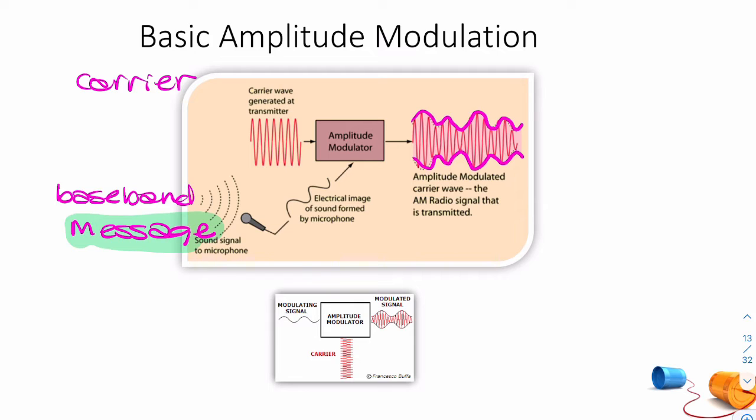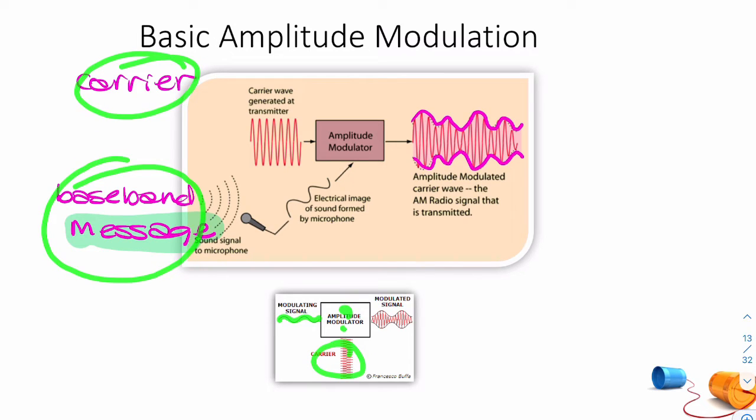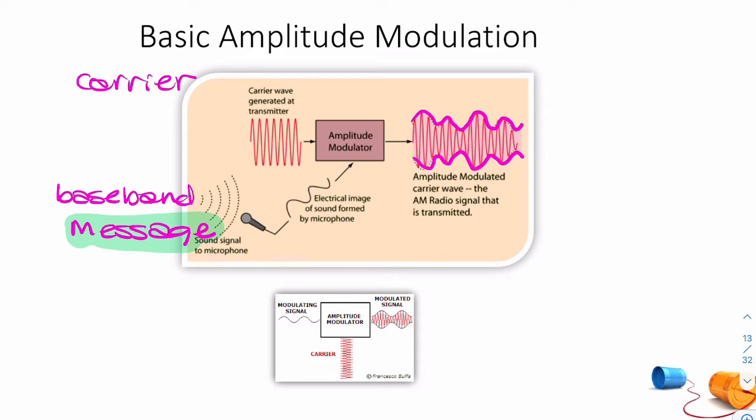All right, so in the actual PowerPoint, this is an animated GIF. So here you have your modulating signal, so that's this. Here you have your carrier, which is this. Something happens in here, and you have your modulated signal. So your modulated signal, this is your band pass signal. This is the signal that's actually transmitted.